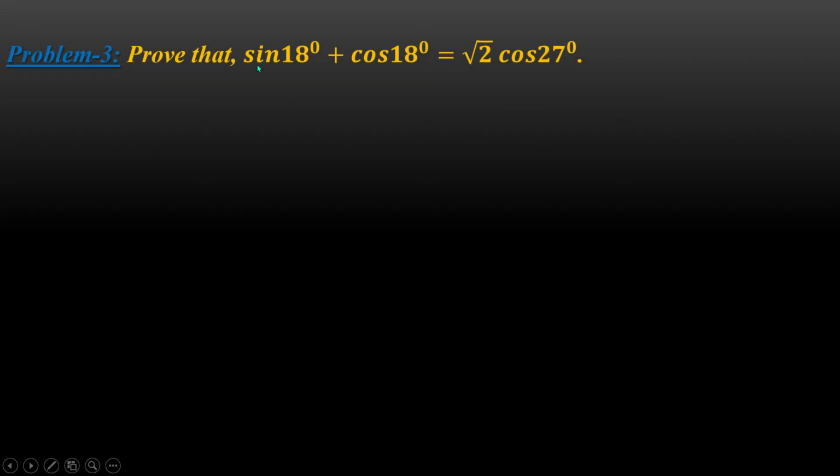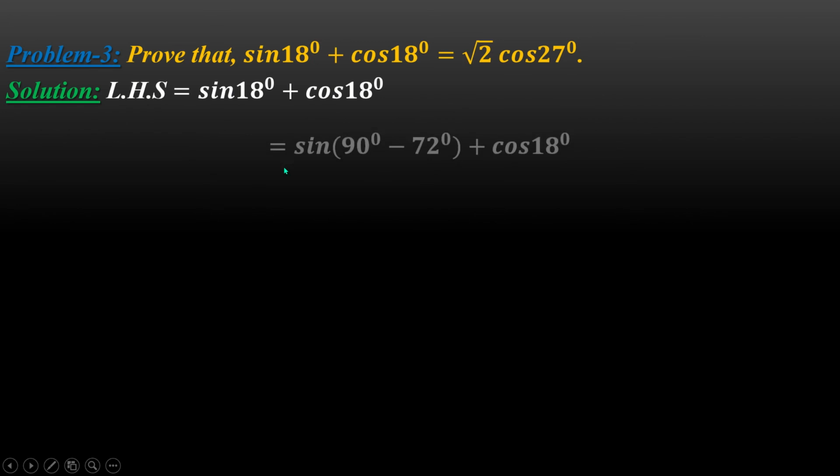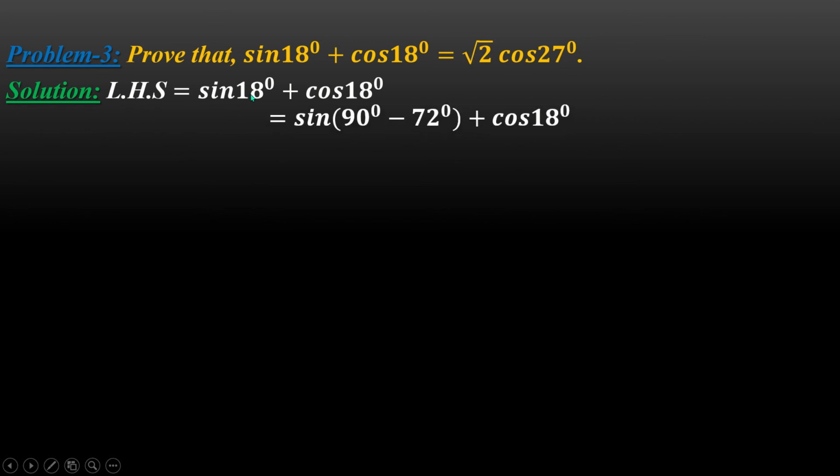Problem 3. Prove that sine 18 degree plus cos 18 degree equal to root 2 cos 27 degree. Left hand side is this 18 degree. We can write 90 degree minus 72 degree, and this part fixed. As a result, here will be sine of 90 degree minus 72 degree. Number of right angle is odd, so sine will be cos, and here will be 72 degree.